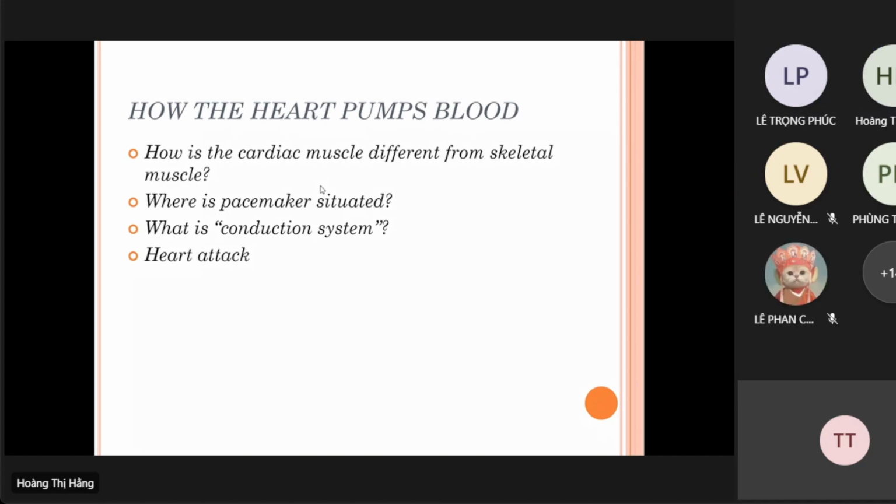And what are some symptoms if a patient suffers from heart attack? Some symptoms. Symptom hả cô? Symptom là triệu chứng, còn system là hệ cơ quan.